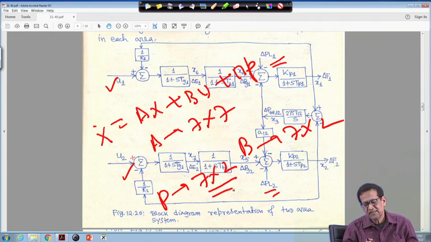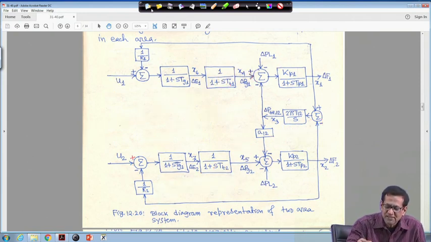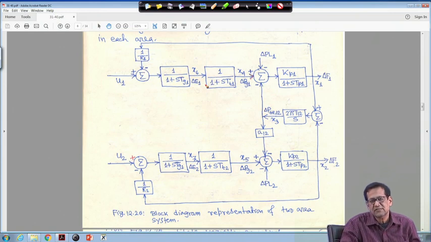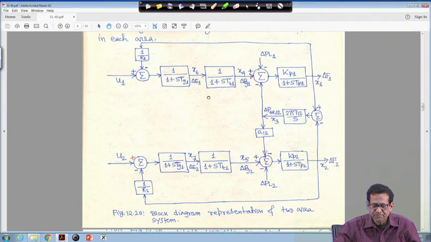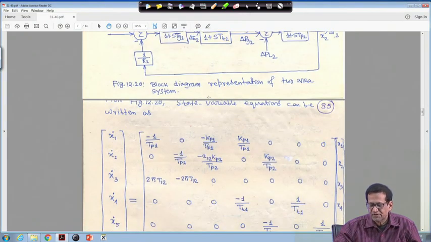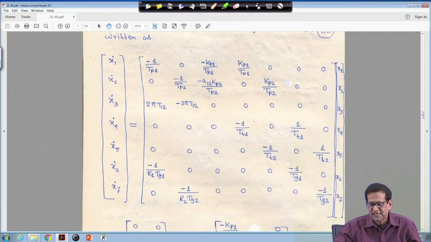Now you can easily write all the state variable equations: x1 dot, x2 dot, all these things. I am giving you the complete matrix form, but you can easily write x1 dot, x2 dot, x3 dot like this. So, if you write this, it is x1 dot, x2 dot, x3 dot, x4 dot, x5 dot, x6 dot and x7 dot.